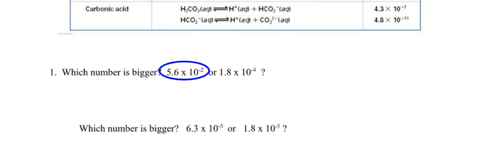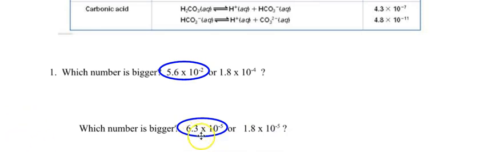But what happens if your exponent is identical? So this is 10 to the -5th, this is 10 to the -5th. Now you look at the numbers out in front, the coefficients. Which is a bigger number, 6.3 or 1.8? Hopefully you know that 6.3 is bigger, so once again, that is the bigger number. So if your Ka value is this versus this, this is your stronger acid. If your Ka value is this versus this, this is a stronger acid, okay?